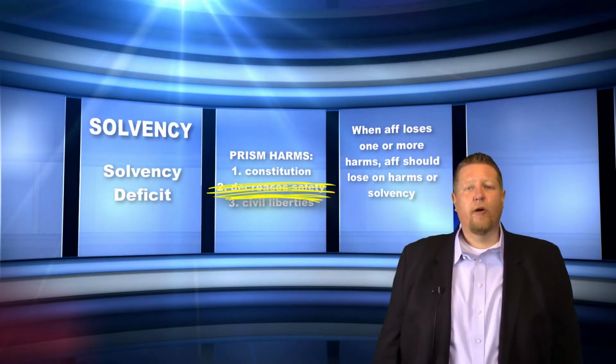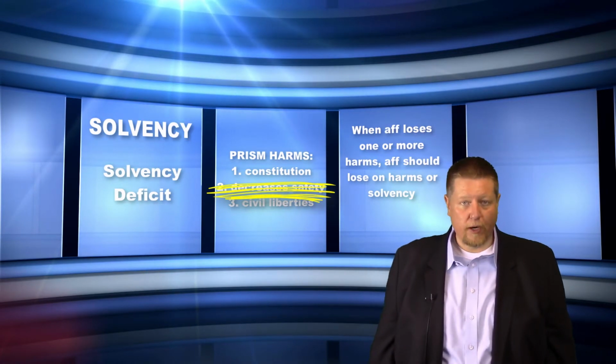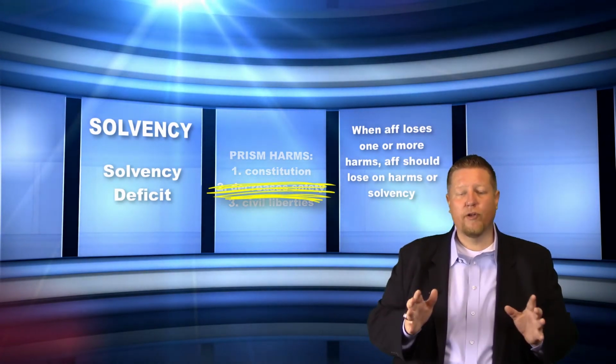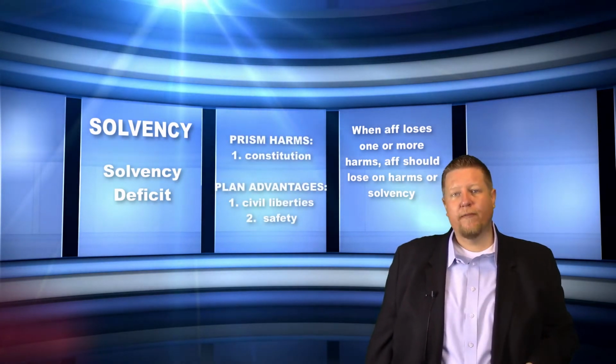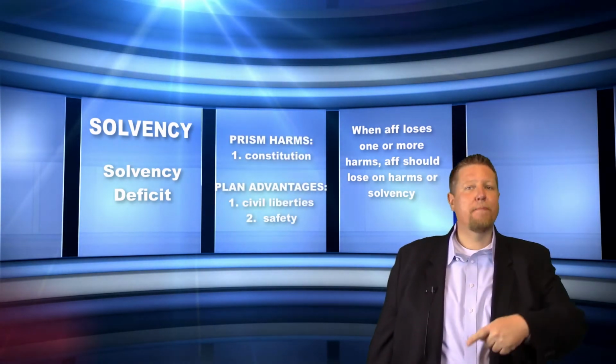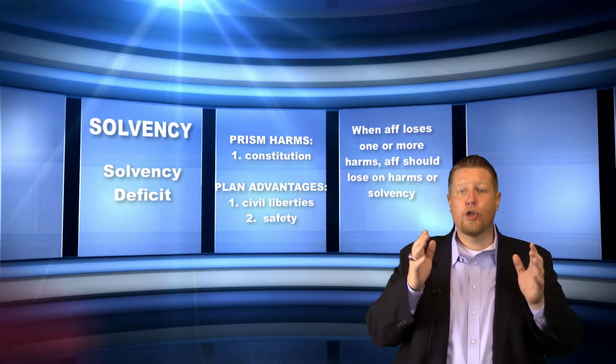You may recall from the video on harms that we talked about not trying to pack every possible harm into the first affirmative constructive, and instead repackage most of your harms as advantages. And now we see why. You want to avoid a solvency deficit in which your solvency evidence isn't powerful enough to solve for all of the harms presented. So just present the harms you are sure you can solve.